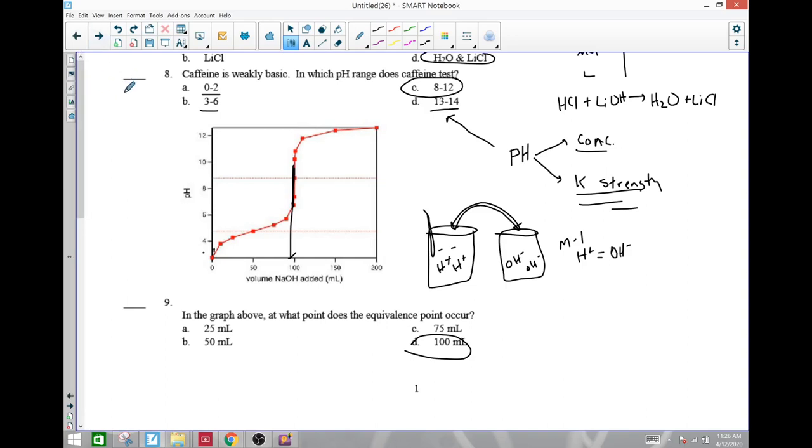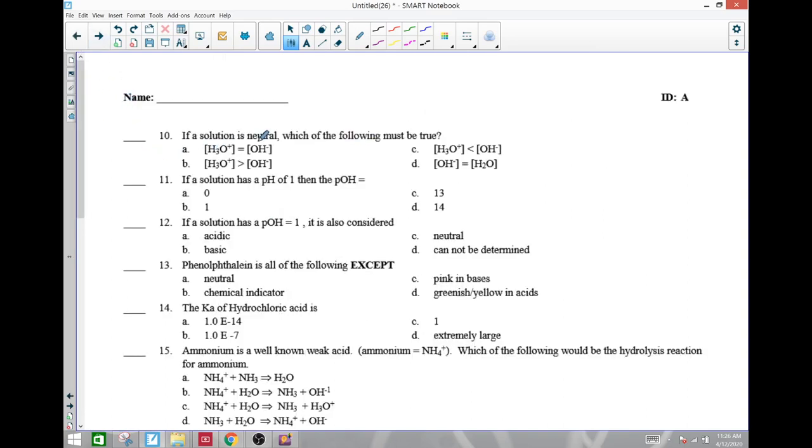Next page. All right, a solution who is neutral, which of the following must be true? If you're neutral, these two must be equal. If a solution has a pH of 1, the pOH is 13. So pH plus pOH equals 14. If the solution has a pOH of 1, is considered what? Well, the pOH is 1, then the pH equals 13. 13 on the pH scale is basic.